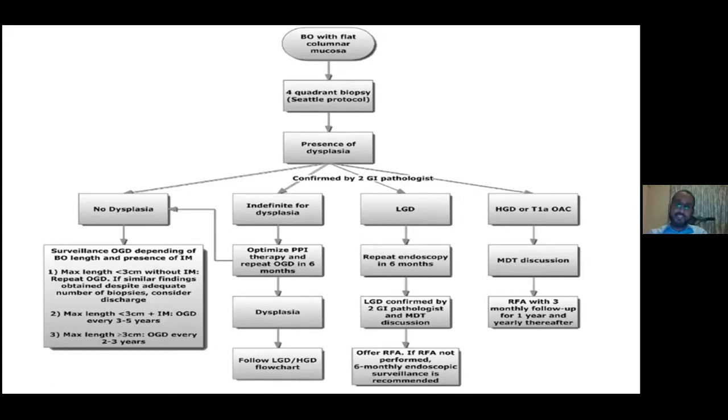If there's dysplasia, treat as low grade or high grade dysplasia. Low grade, repeat scope in 6 months. Confirm with two pathologists. Discuss in an MDT meeting. Offer radiofrequency ablation. If radiofrequency ablation is not performed, 6-month endoscopic surveillance is recommended. In high grade or patients with esophageal adenocarcinoma T1a, MDT discussion, radiofrequency ablation with 3-month follow-up in the first year, then yearly thereafter.